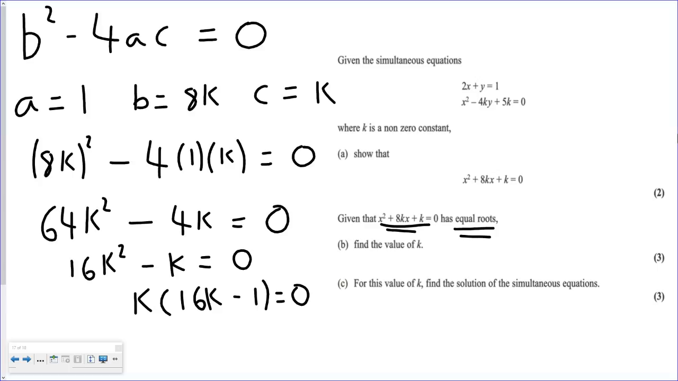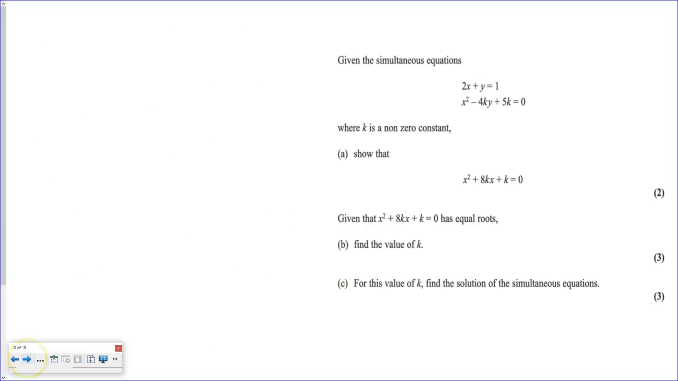But we've got it in factorised form here anyway, so we can see that our two solutions to this equation will be k equals 0, but we know that k is non-zero, so that's not a solution. And then our other solution will be k equals 1 over 16, because 16 times a sixteenth gives us 1, and 1 take away 1 is just 0. So let's take that through to the final part.